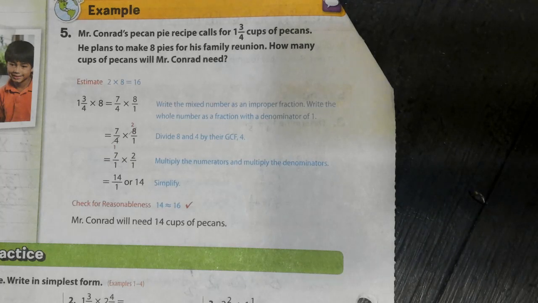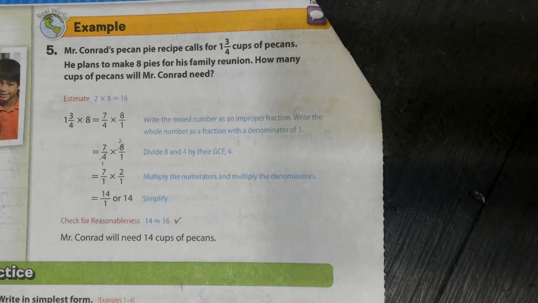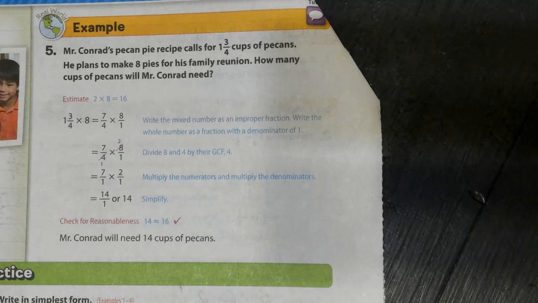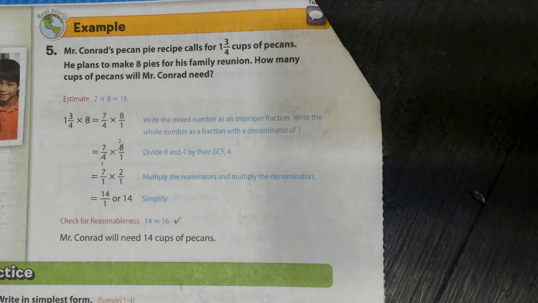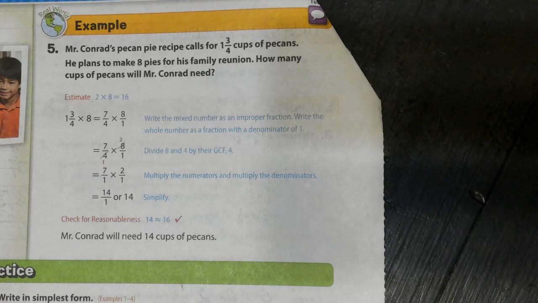So first we're going to find our estimate by rounding. Our 1 3/4 would round to 2. Our 8, we could leave at 8 because those are really compatible numbers. 2 times 8 is 16. Okay, so we can just see if our answer ends up being approximately 16.